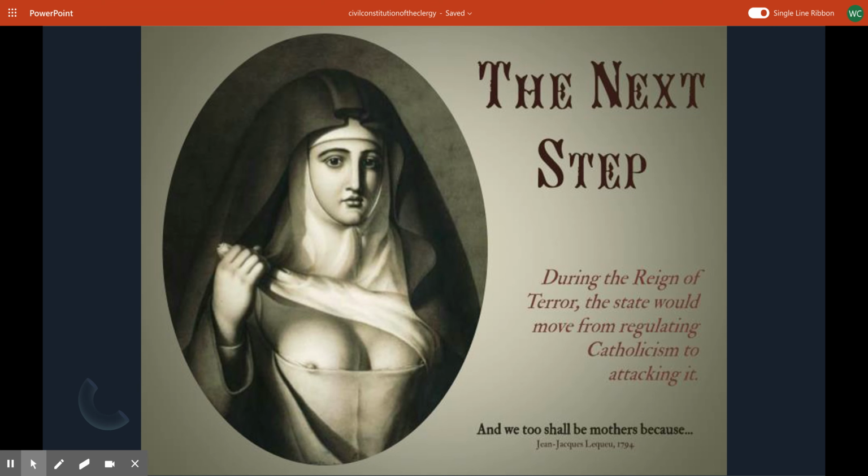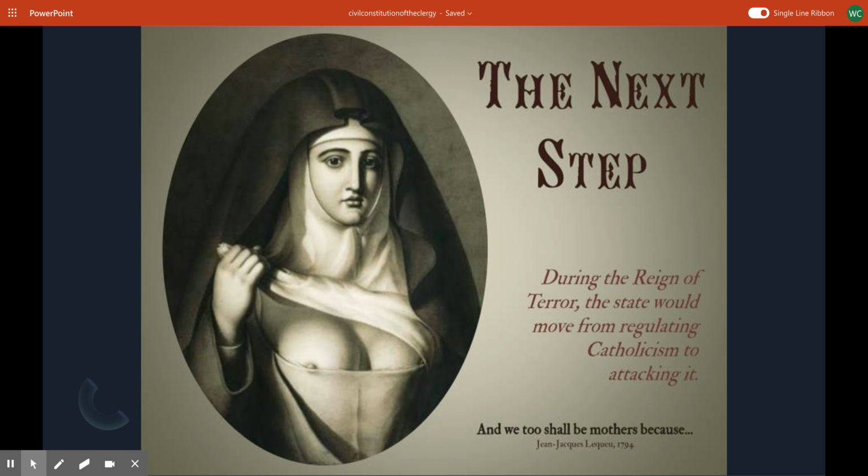And as you can see in this picture of a nun who is stripping herself of her vestments, this is kind of a graphic photo. And this is attacking the church. The caption is, "And we too shall be mothers because." That's what the caption says. So it basically means we are not going to be part of the church anymore. We are forsaking the church.